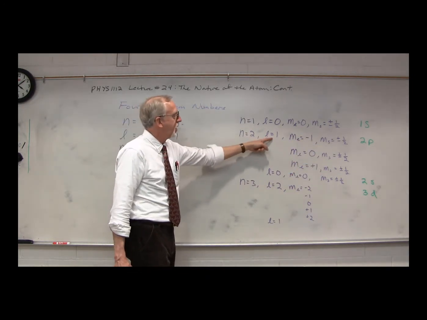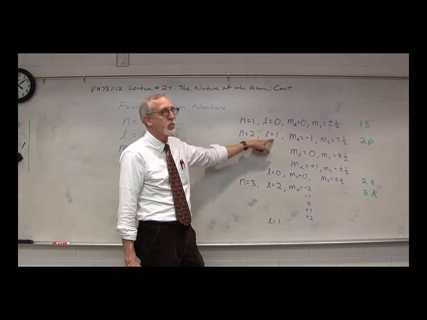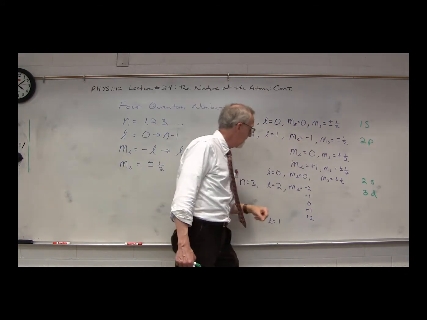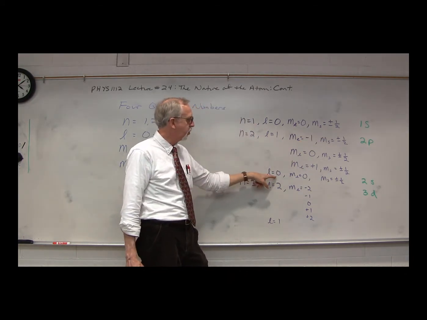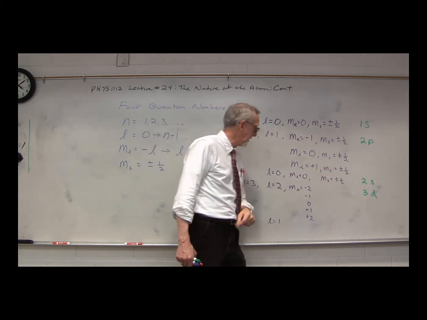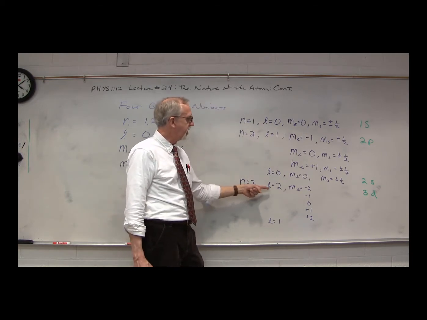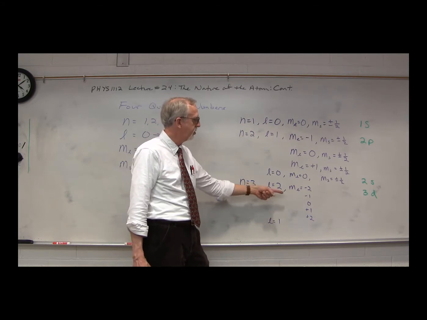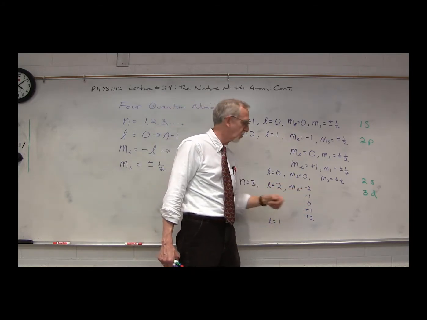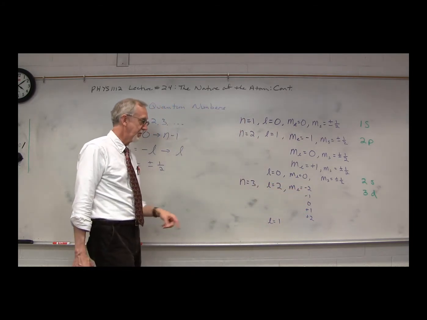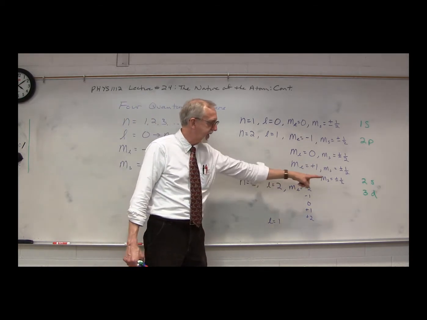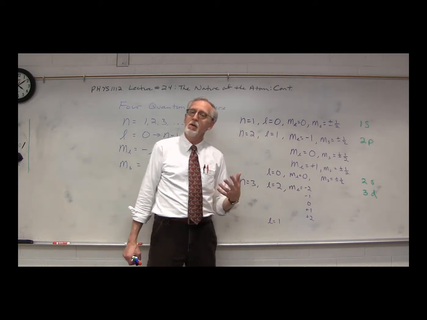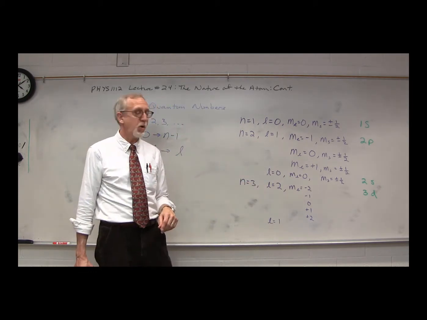The n equals 2, L equals 1 states are called P states. So this is the 2p state. And then n equals 2, L equals 0, that's the 2s state. For n equals 3, we could have L equals 2, 1, or 0, and when L equals 2, m sub L could be minus 2, minus 1, 0, plus 1, plus 2, etc. And then the L equals 2 states are called the D states. So this is the 3D state. And there we go. You can go on more and more.